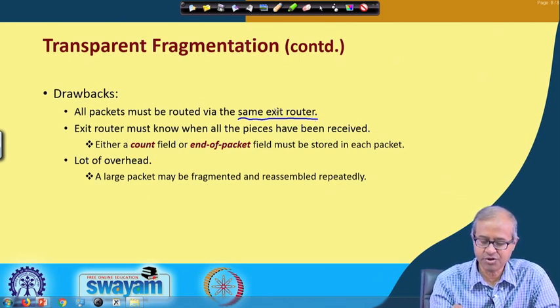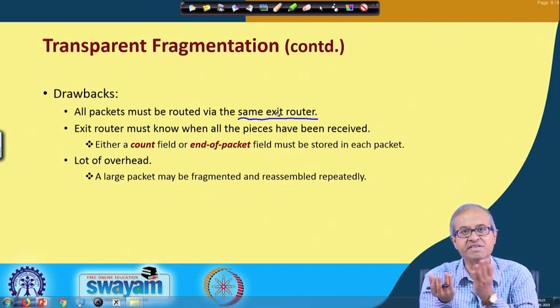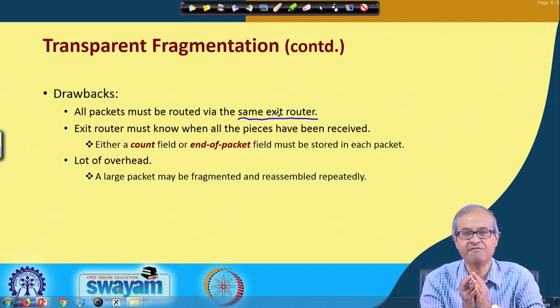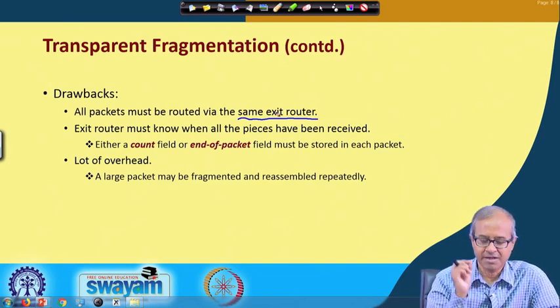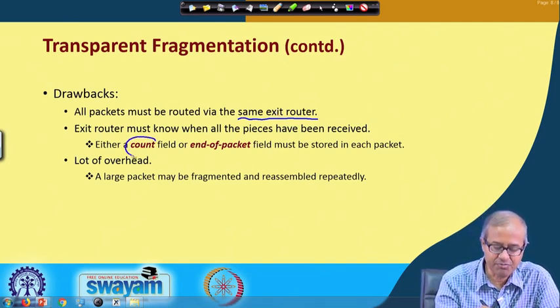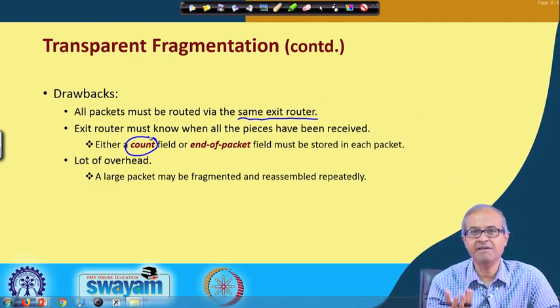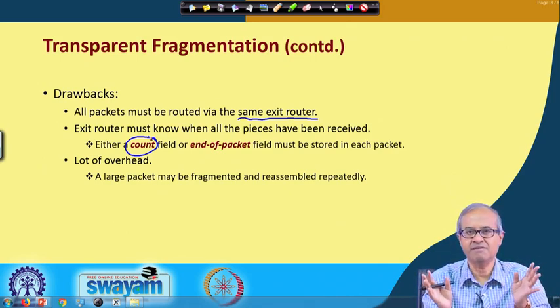Now, another thing is that the exit router must be able to know whether it has received all the fragments of a packet, so that it can put together all the fragments again. How can it know? There are two alternatives you can think of. Each packet can come with a count field. The count field will indicate how many remaining fragments there are. When the packet reaches the exit router, it looks at the count field. When the count field reaches 0, let us say, it will know that all the fragments have come, and now it can reassemble them.